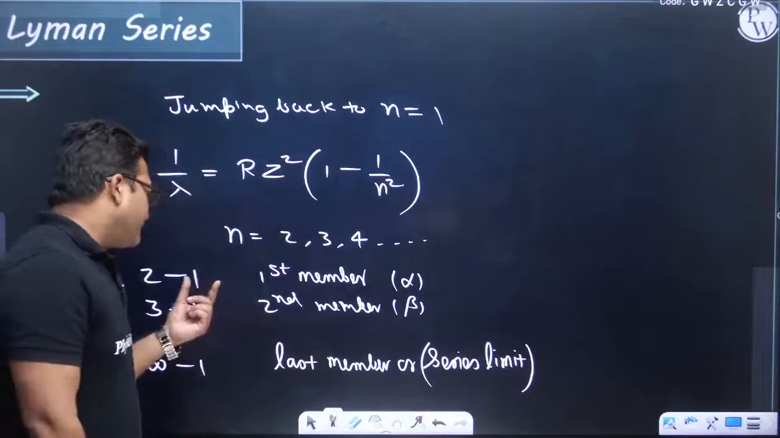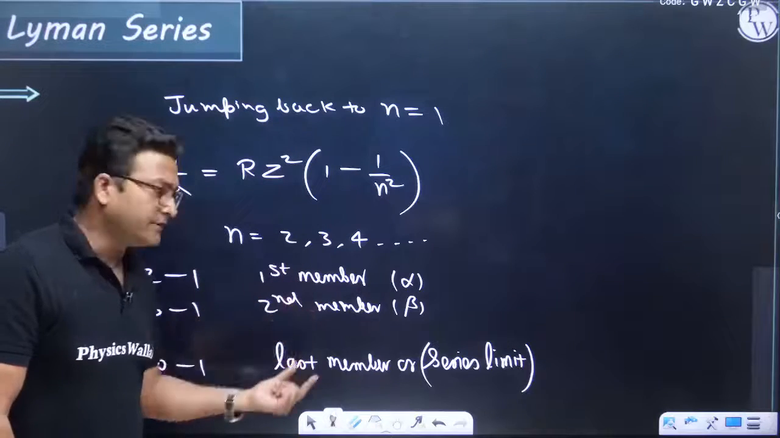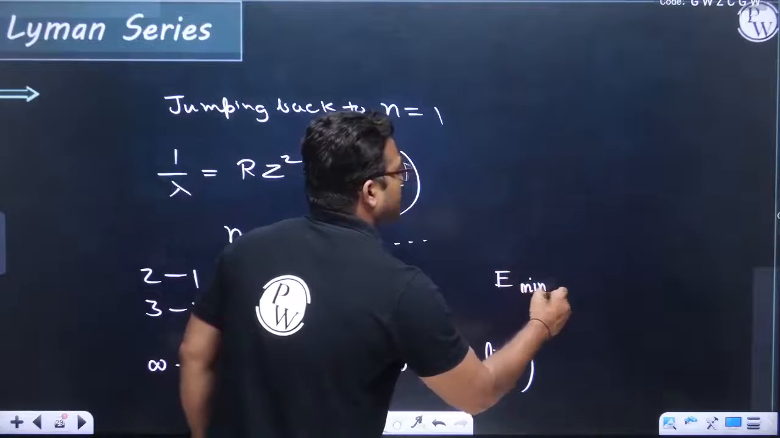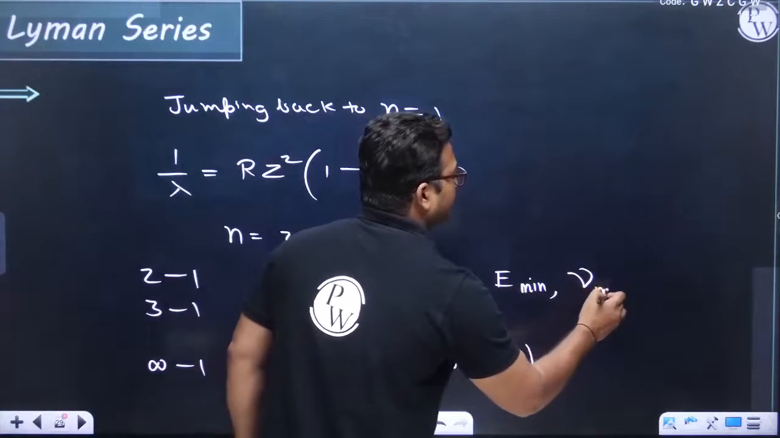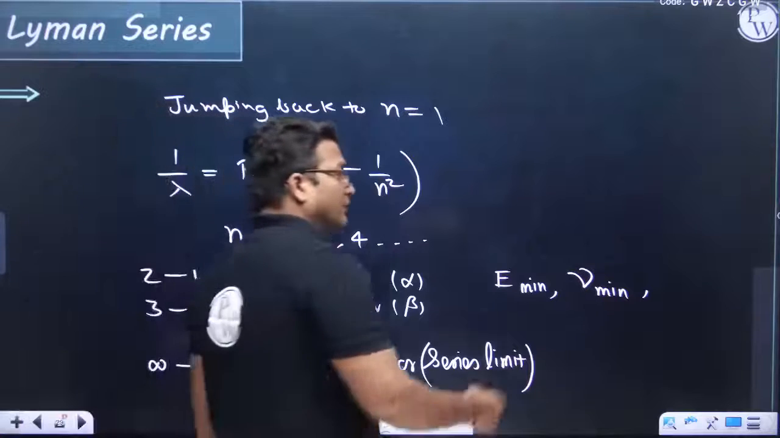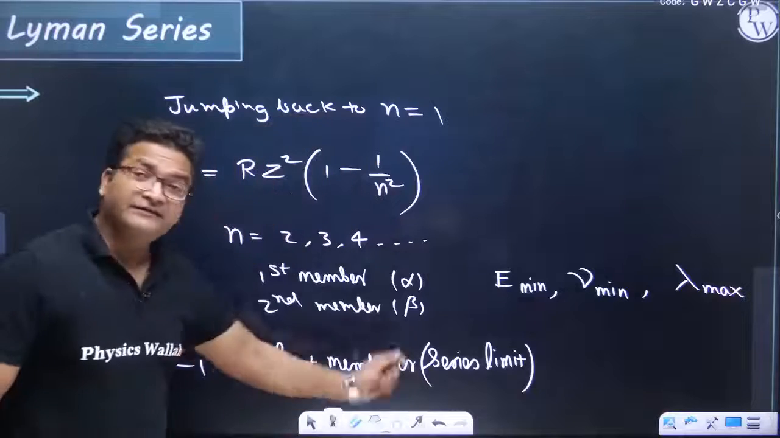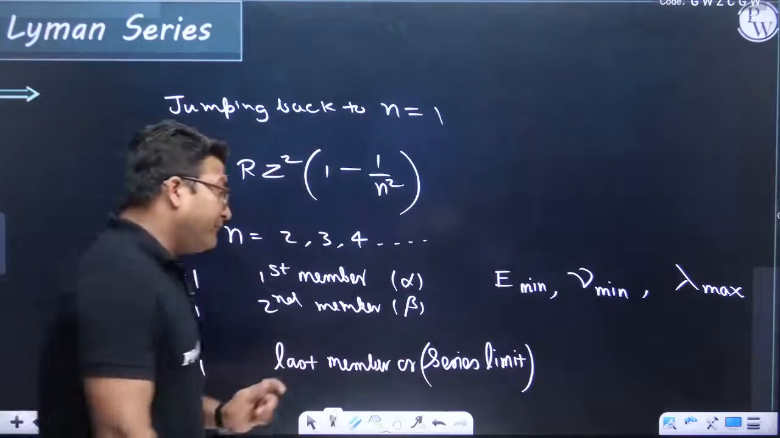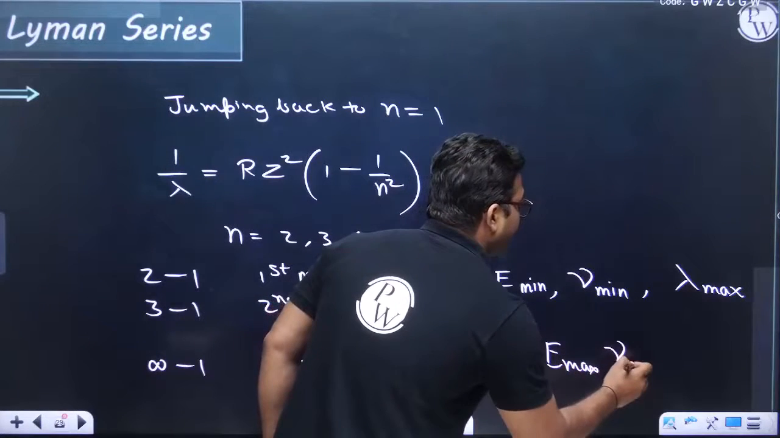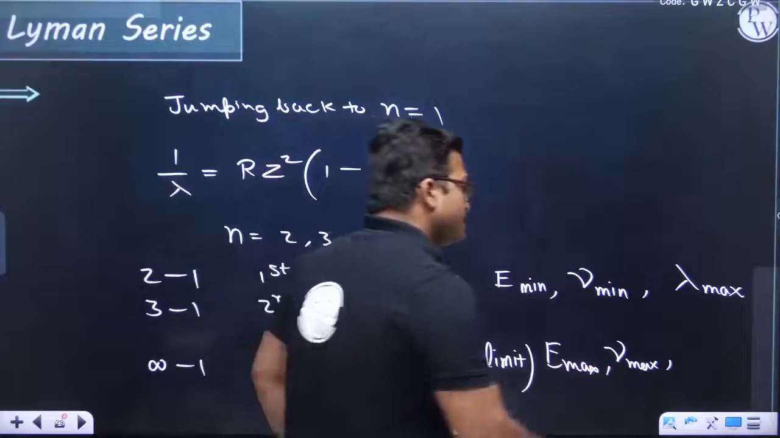The first member has the lowest energy among all these. It has minimum energy. Minimum energy means smallest frequency, and smallest frequency means biggest wavelength. So longest wavelength. But if we talk about the series limit of Lyman, it will have the biggest energy, maximum. It will have maximum frequency, but it will have the shortest wavelength or minimum wavelength.